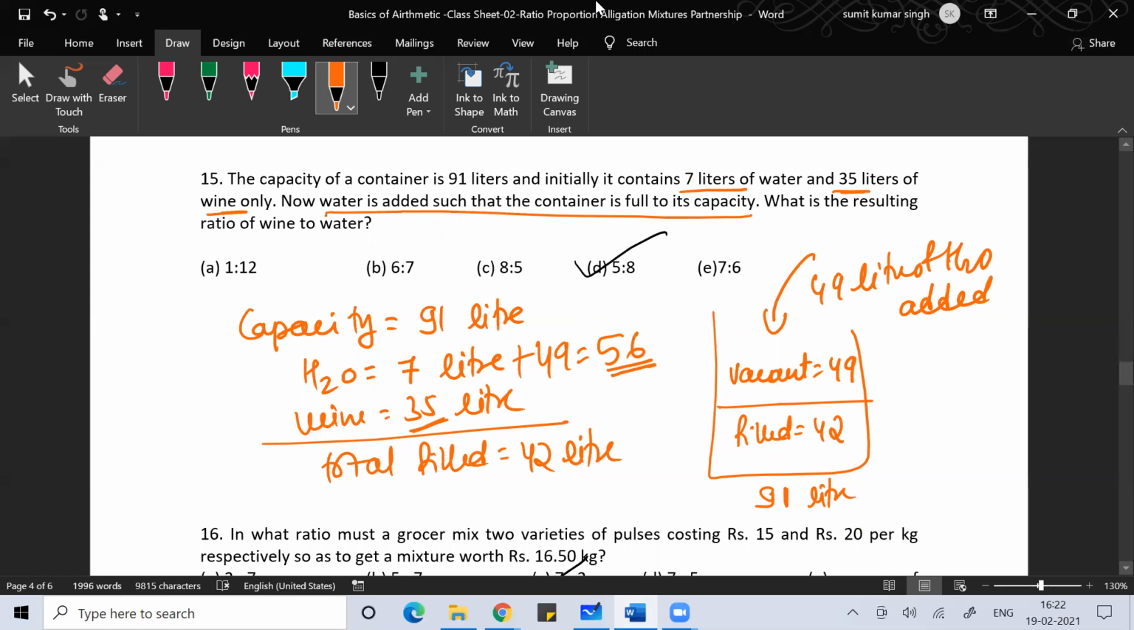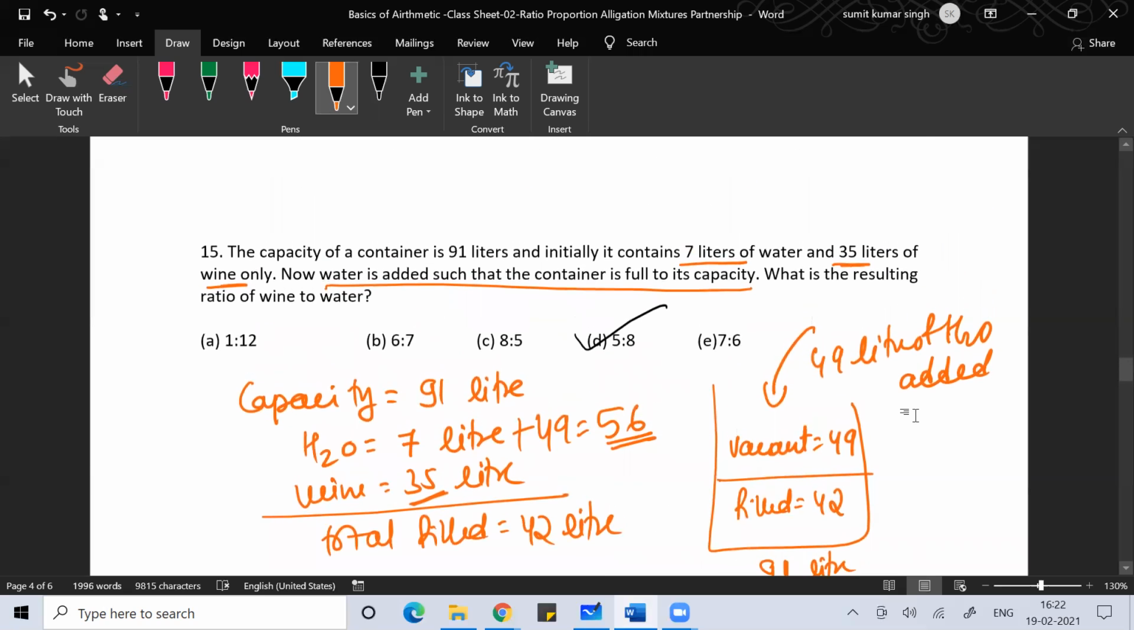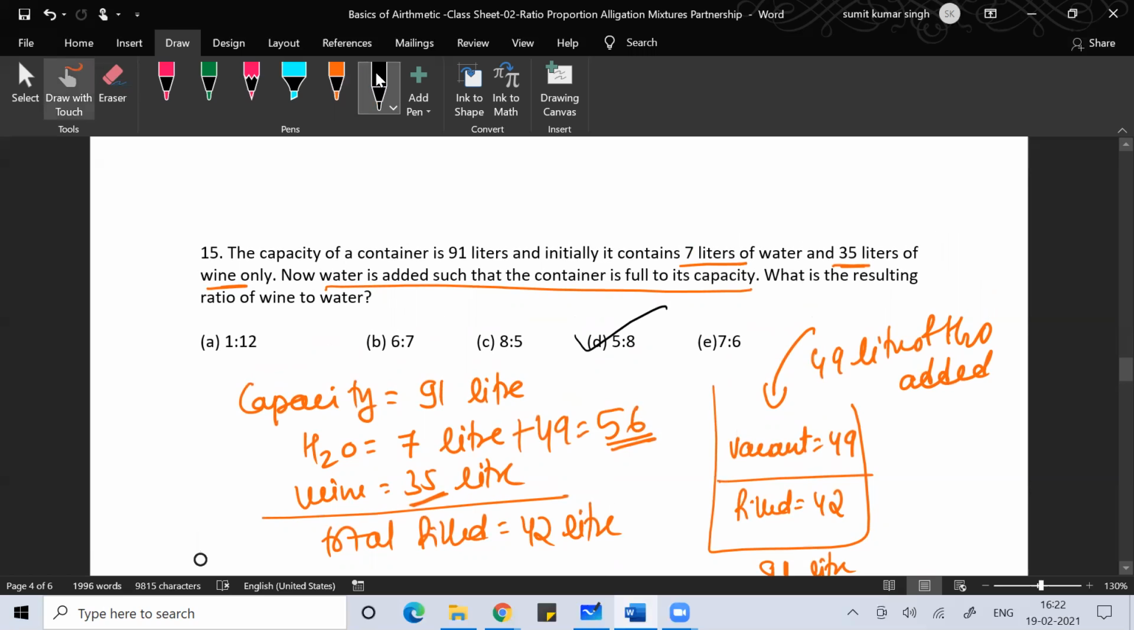What is the ratio of wine to water now? The ratio of wine to water. Wine is 35, water is 56. This is 5 is to 8.